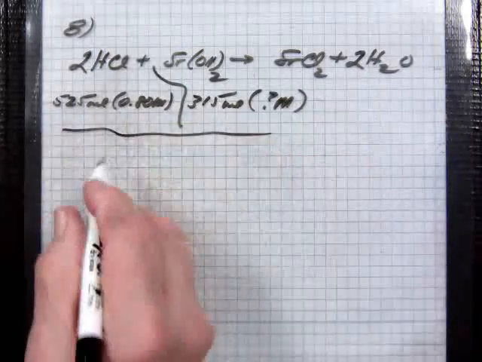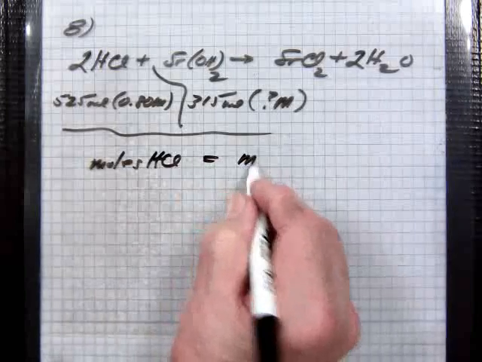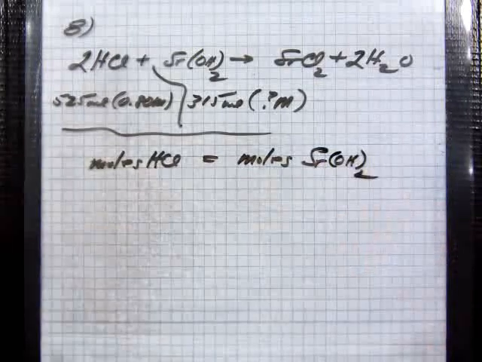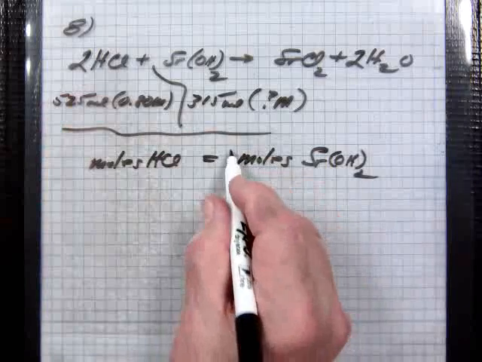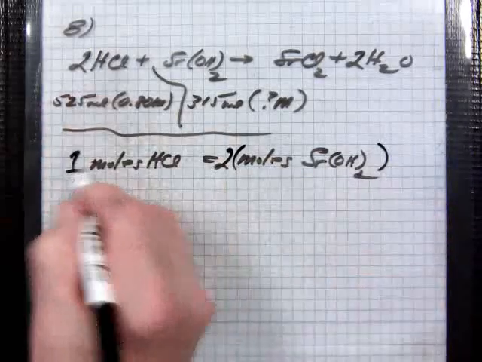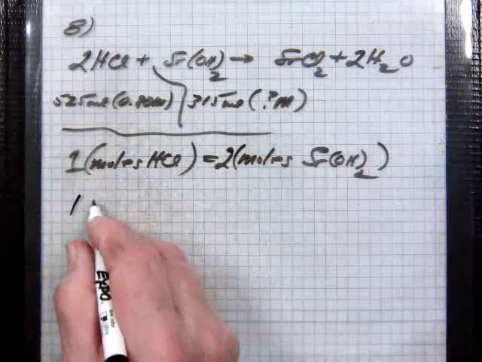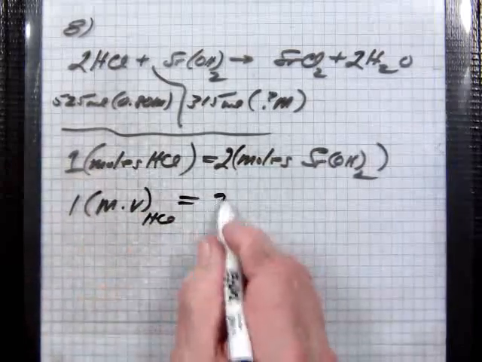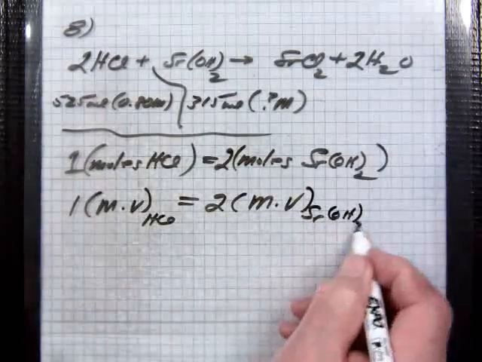So we start out with moles of HCl equals moles of strontium hydroxide, just like we've been doing. So is it a 1-to-1? No, it's not. So we have to double this one and 1 times this one. Then we can plug in the molarity times volume expression. So 1 times molarity times volume, this will be the HCl side. This will be 2 times molarity times volume of the strontium hydroxide side.